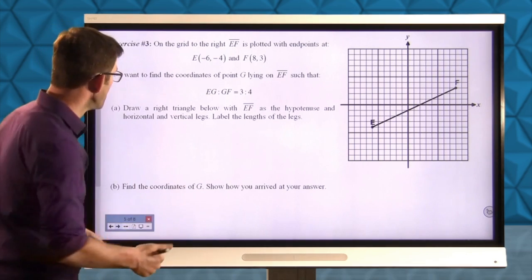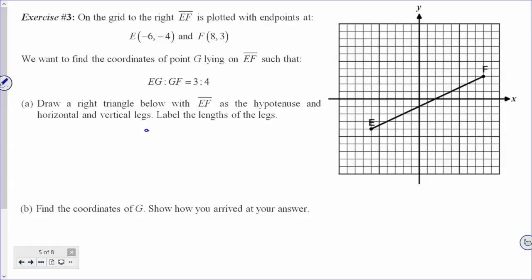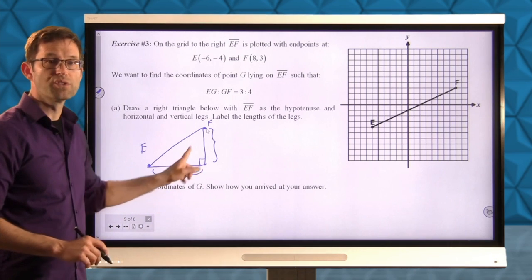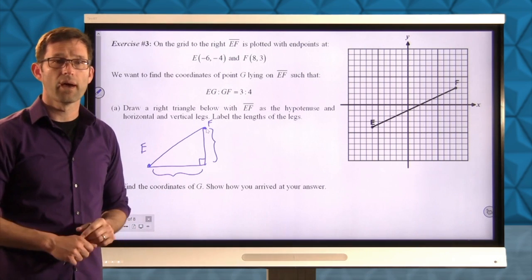All right, so let's do it. Let's go like this. This is E, this is F. Let's draw in a right triangle. And I'd like you to take a moment and figure out what the lengths of those two legs are. Don't worry about the length of the hypotenuse.